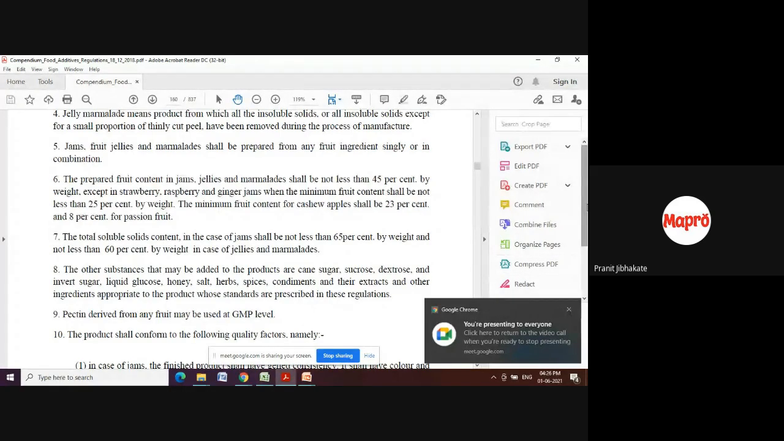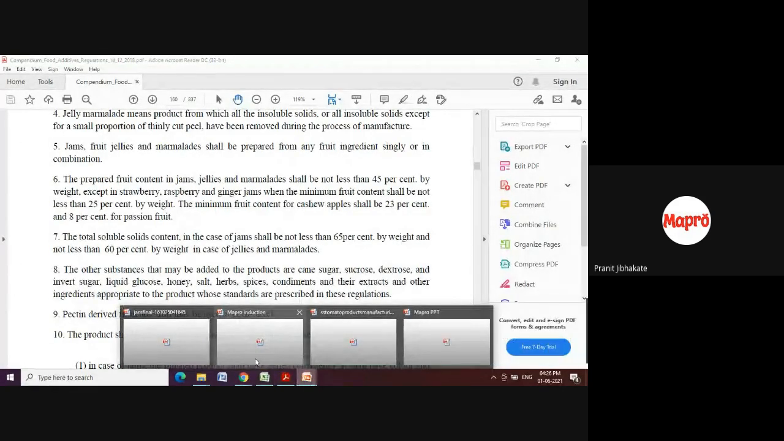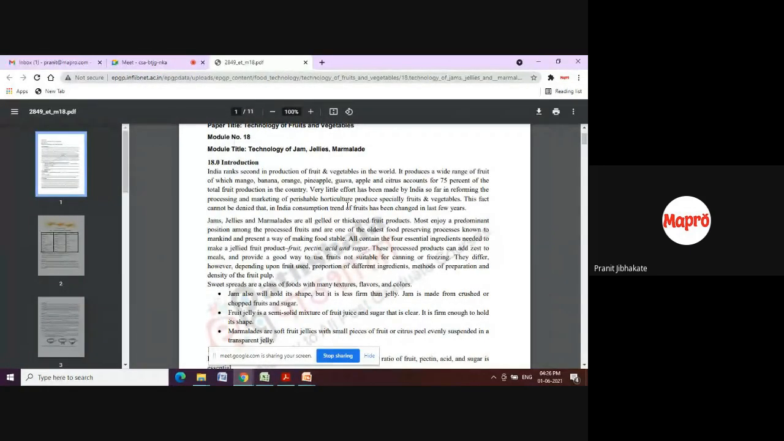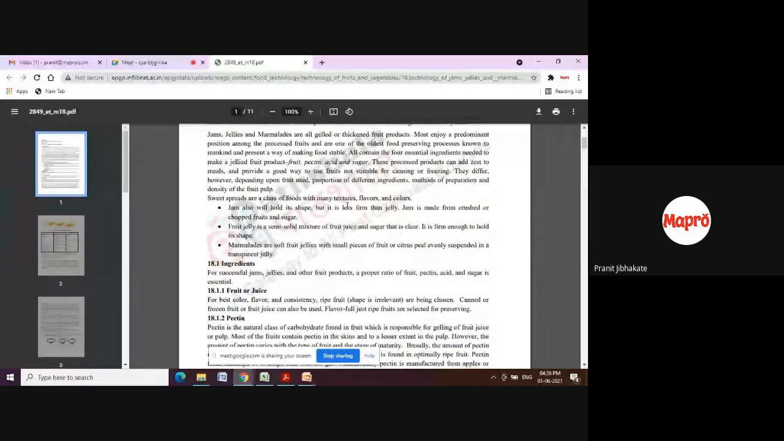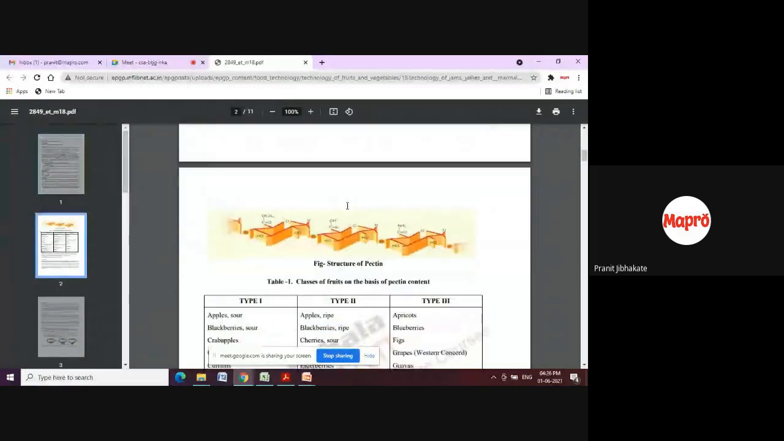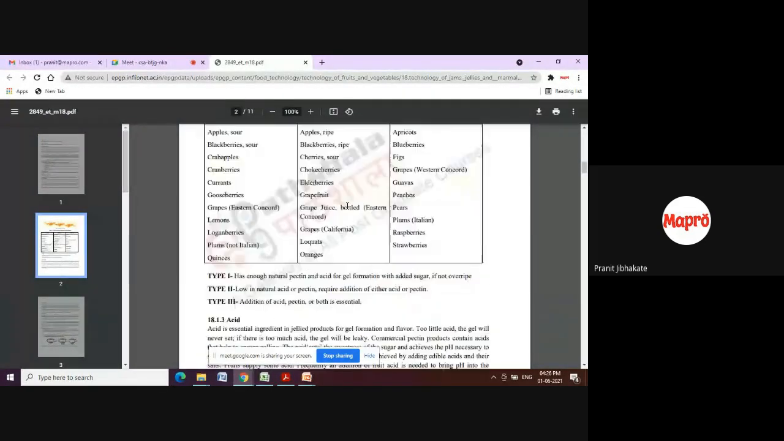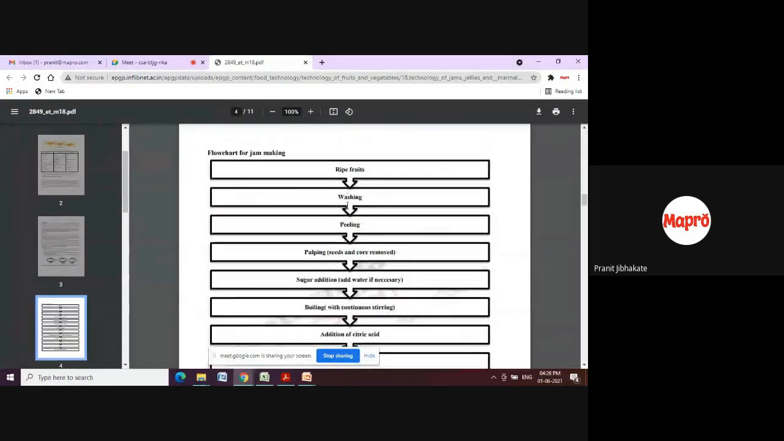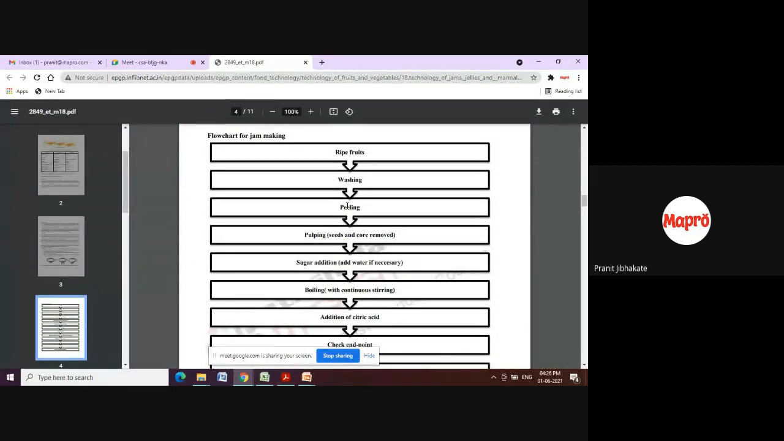Yeah. So we'll move towards the production of jam. At a lab level or at home, we can produce jam with fruit, sugar. Okay, yeah. So this is a very basic flowchart for jam making.